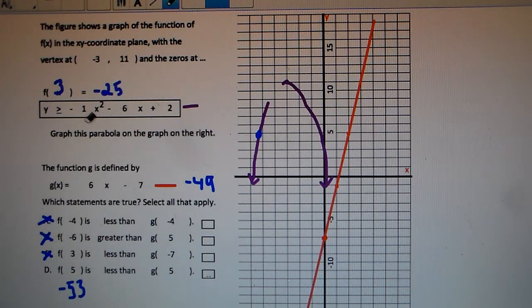So the function, that purple function at positive 5, is way down there at negative 53. Then g at 5, 6 times 5 is 30. 30 minus 7 is 23. So is negative 53 less than 23? You bet. So option D needs to be filled in because that's a correct statement. Now remember, when they say select all that apply, there could be multiple correct answers. So you've got to make sure you click all the correct answers in order to get completely correct.